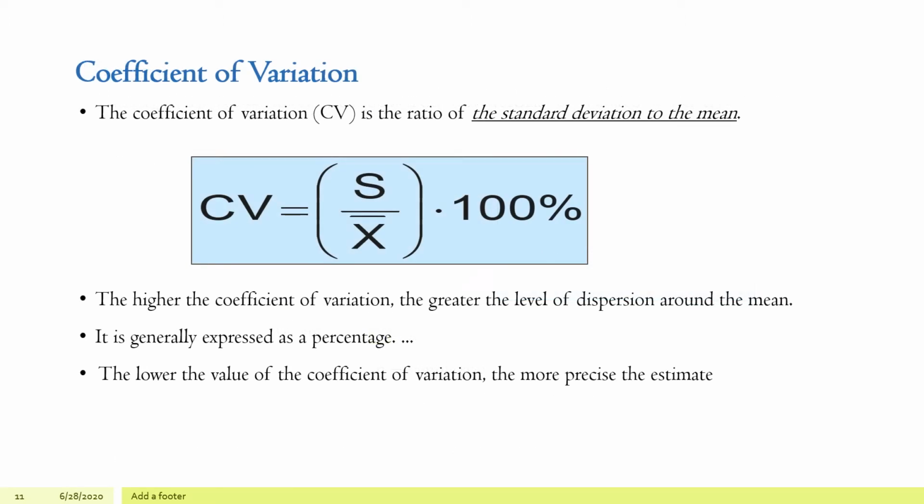Coming to the coefficient of variation. The coefficient of variation, that is CV, is the ratio of the standard deviation to the mean. This S is the standard deviation, this is the mean, and you express it as a percentage. So the higher the coefficient of variation, the greater the level of dispersion around the mean. It is generally expressed as a percentage. The lower the value of the coefficient of variation, the more precise the estimate. So always this value should be low, and then you can say that whatever data you have collected is precise.